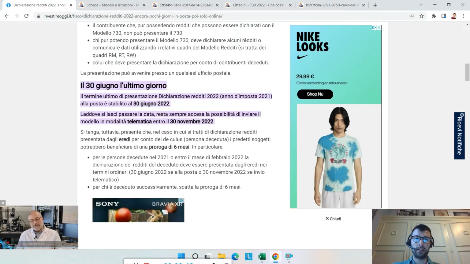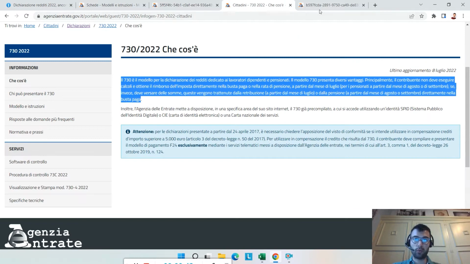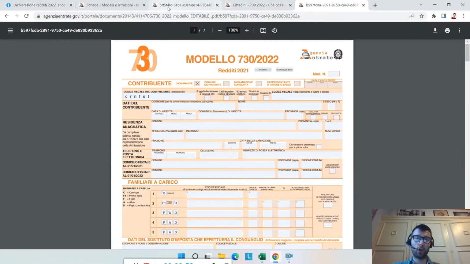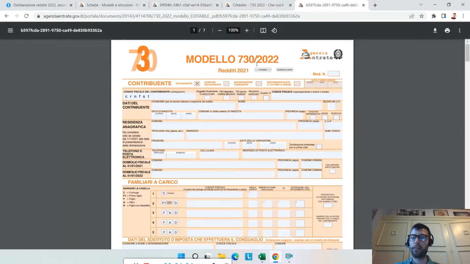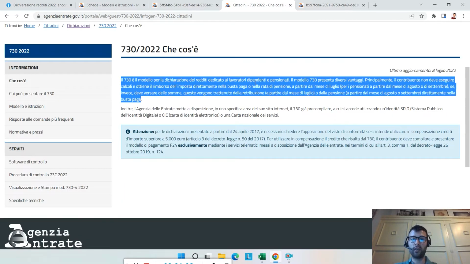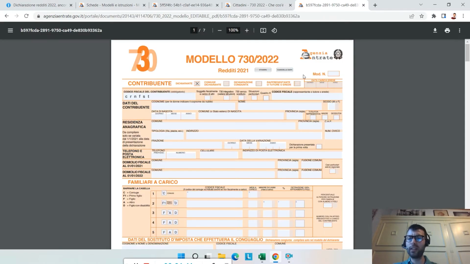The model 730, which is this one, and the other form, to be more precise, Persone Fisiche 2022. What we are going to do in this video is only analyze the 730. So I will translate what it is, who has to complete it, and I will describe these boxes.